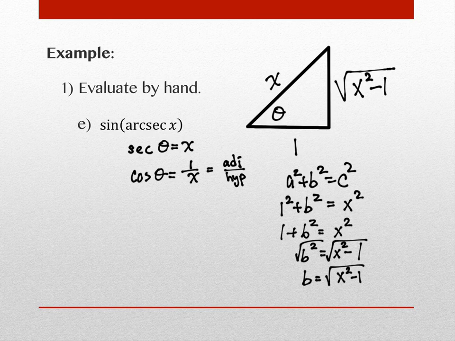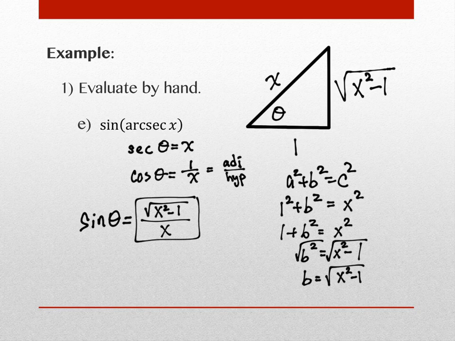And I want the sine of theta for this piece. Sine is opposite over hypotenuse. So what is the opposite side of my angle theta? It's that one I just found, right? Square root of x squared minus 1. And what's the hypotenuse of my triangle? X. And this expression might be worse than the one before. Maybe it's not, I don't know. But this is my answer. I'm done at this point.